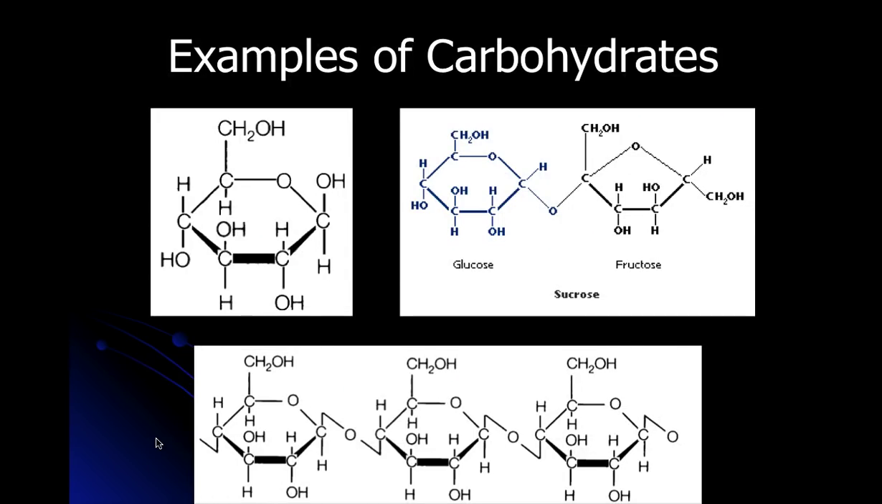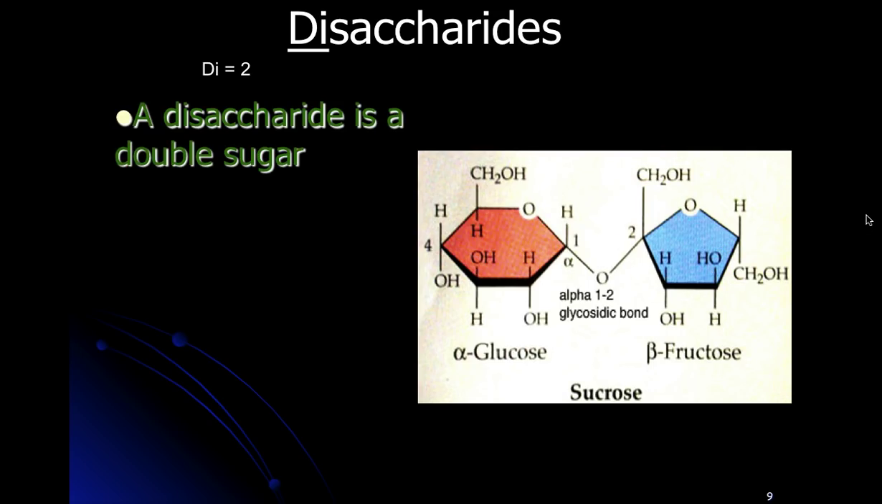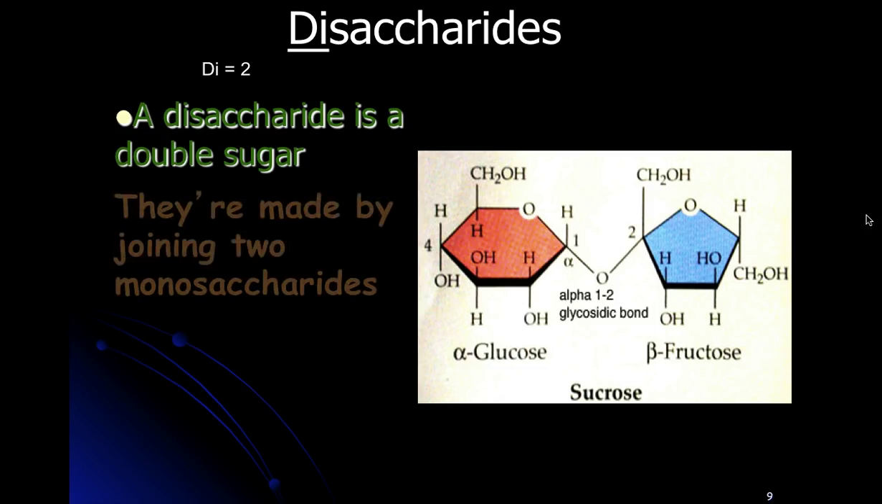So these are examples of carbohydrates. Here we have one sugar. This is a monosaccharide. Here we have two sugars. This is called a disaccharide, di for two. Here we have a polysaccharide, poly for many, and you can see we have 1, 2, 3 sugar molecules. So for the disaccharide, you can see the two sugar molecules that we have. Here's glucose, here's fructose. So di means two, so a disaccharide is a double sugar. They are made up by joining two monosaccharides. Individually, we would call this one just a monosaccharide and this a monosaccharide, but since they are linked together, it is now a disaccharide because there are two of them.